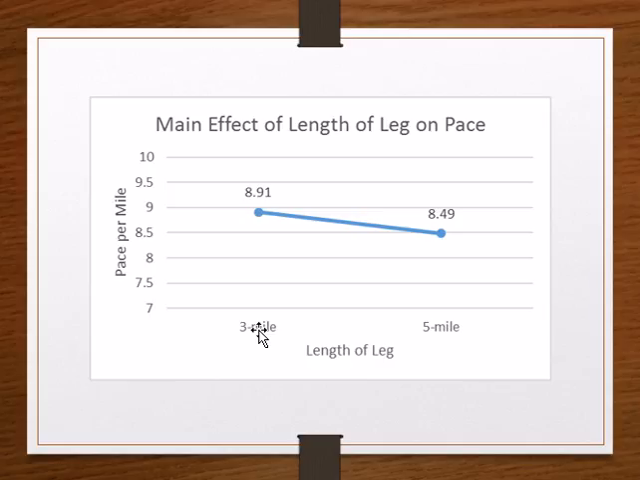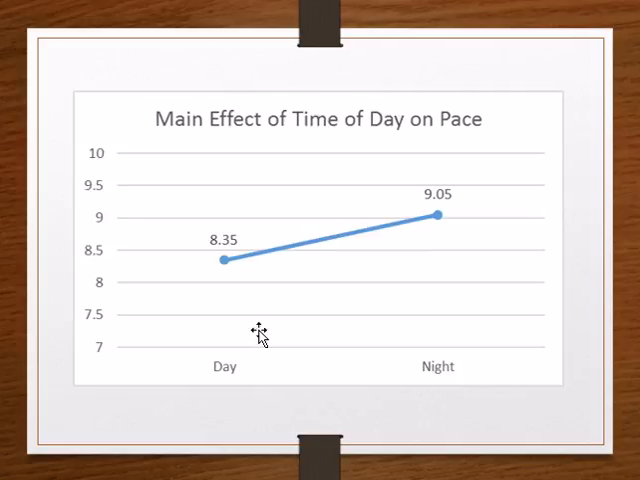So we're going to take a look also at the main effect of the time of day on the pace, night or day. Once again, the ANOVA procedure is essentially conducting a t-test to see if there's a significant difference in mean running pace at day or night. And voila, there is a difference between day and night running, as you can see in this graph. The pace at night is definitely slower at 9.05 minutes per mile. So night running is slower as predicted.